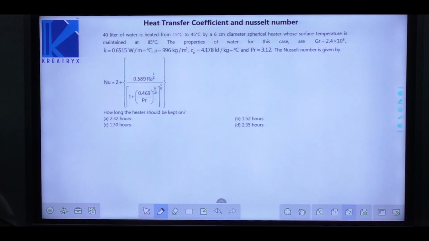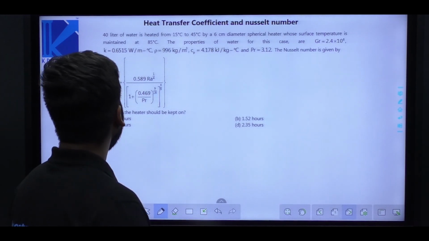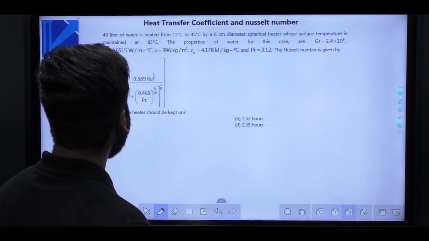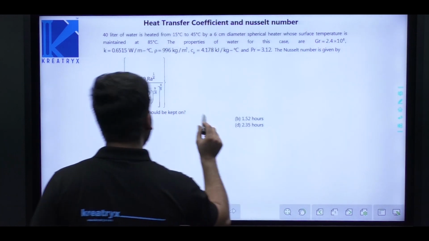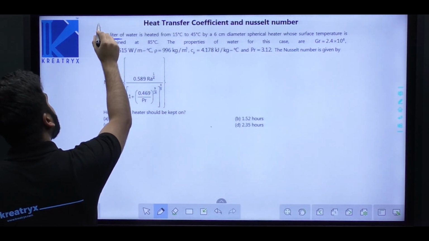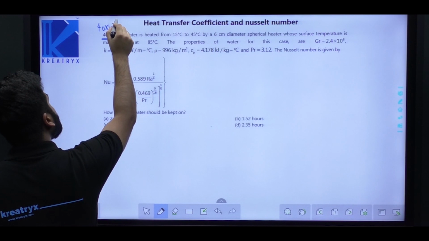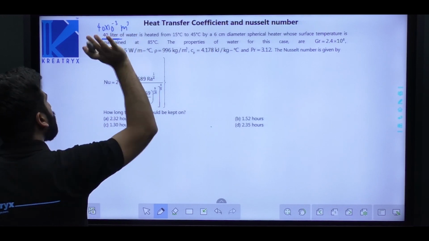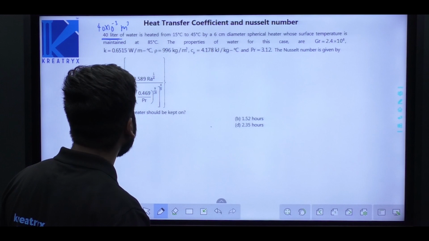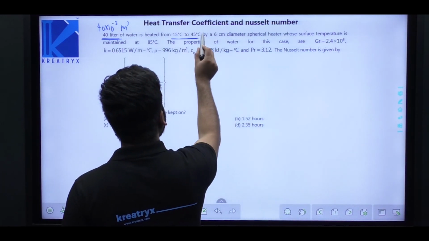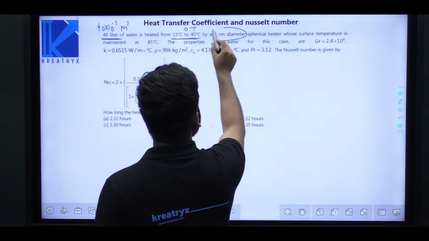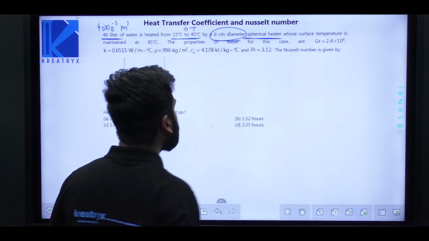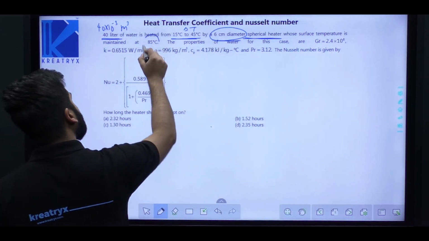Next question is from heat transfer coefficient and Nusselt number. 40 liters of water is heated from 15 degrees Celsius to 45 degrees Celsius. 40 liter, that is 40 into 10 raised to the power minus 3 meter cube in SI units. This is delta T of water. It is heated by a 6 centimeter diameter spherical heater whose surface temperature is maintained at 85 degrees Celsius. So this becomes T infinity.